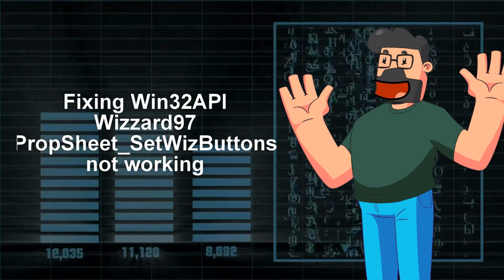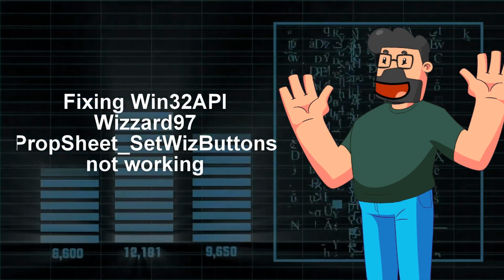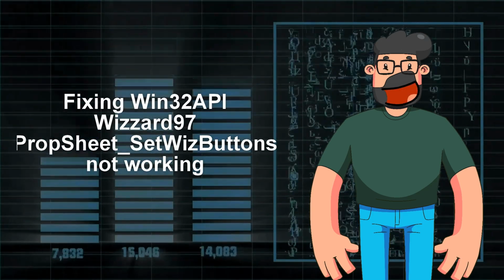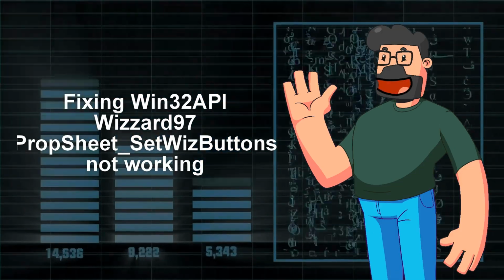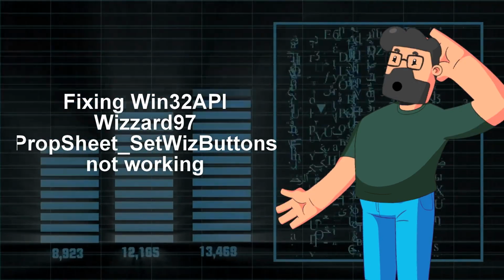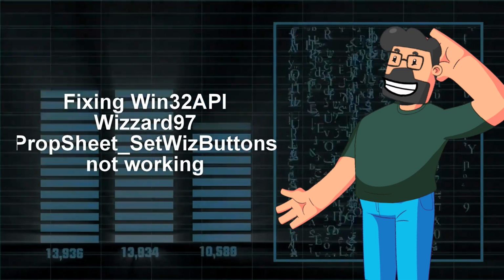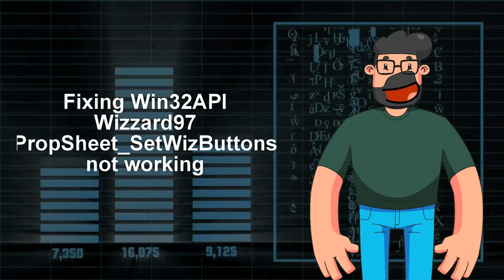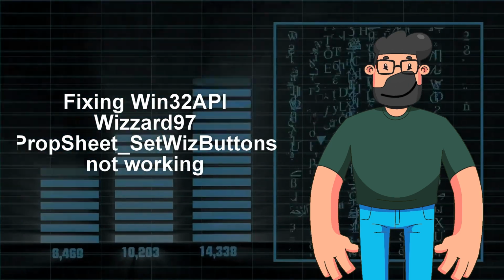Welcome to today's video where we tackle a common problem that many beginner C programmers face when learning the Win32 API. The wizard buttons in their application aren't changing, and clicking Next on the last page of the wizard does nothing. This can be frustrating, especially when you're following the examples from the MSDN website and things still aren't working as expected. So let's dive into the nitty-gritty of what might be going wrong here.